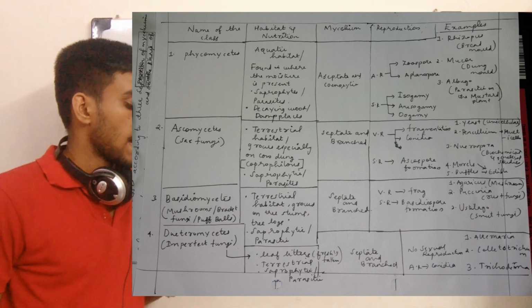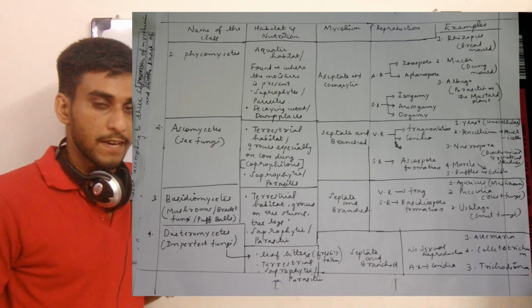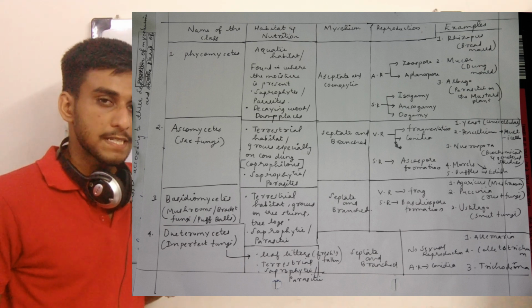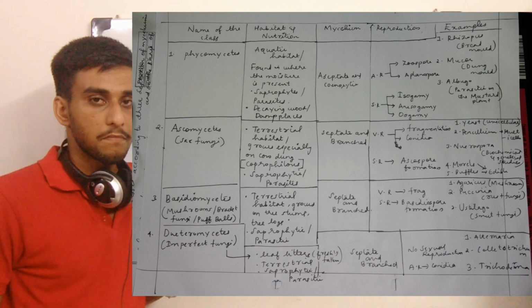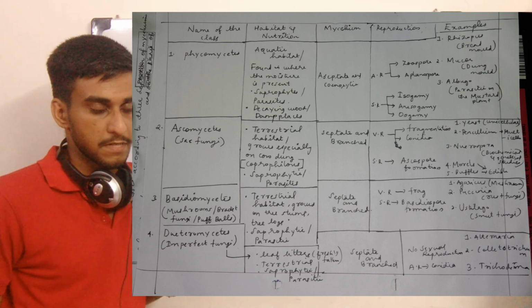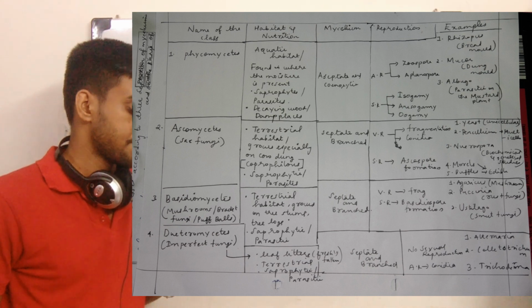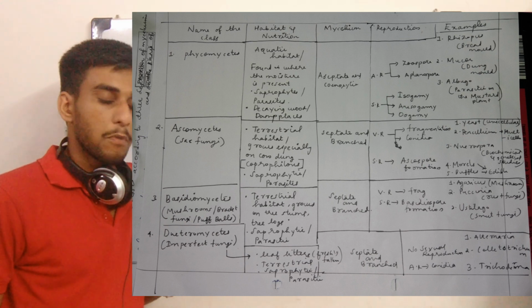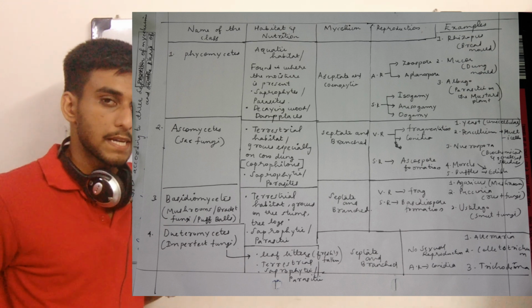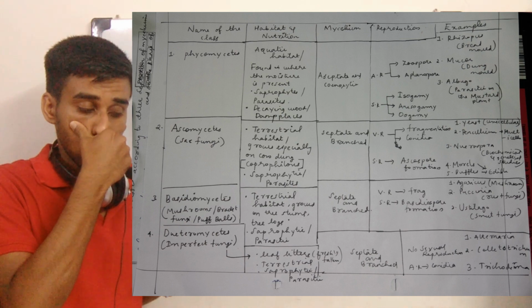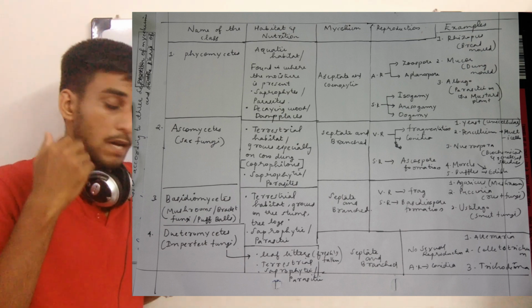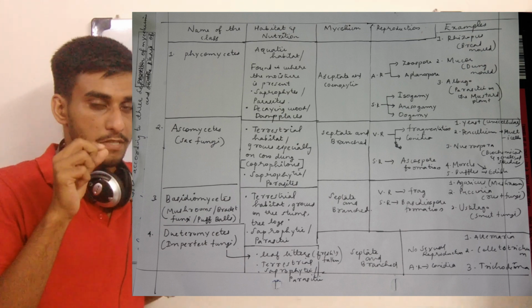About the mycelia of Phycomycetes, they have an aseptate and cenocytic mycelium. What is aseptate and cenocytic mycelium? I have discussed it earlier. About reproduction in the Phycomycetes, they follow asexual reproduction and also sexual reproduction.